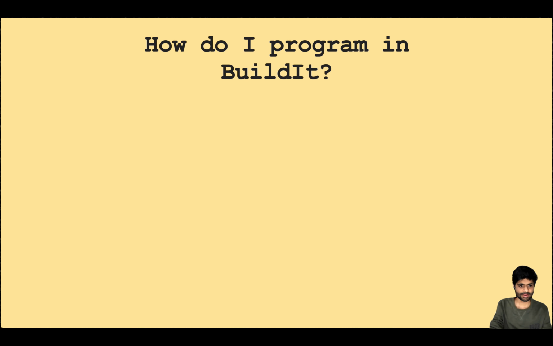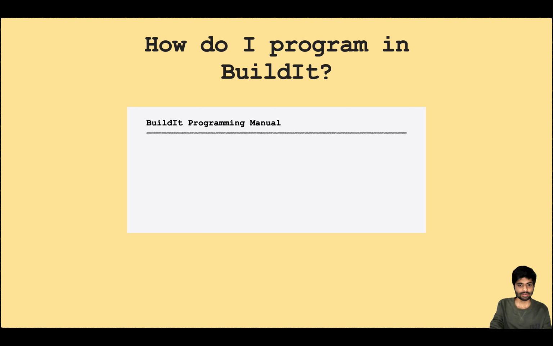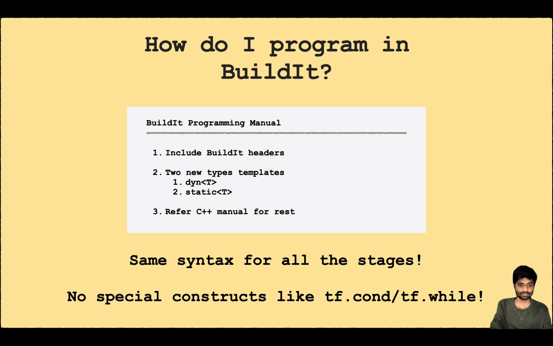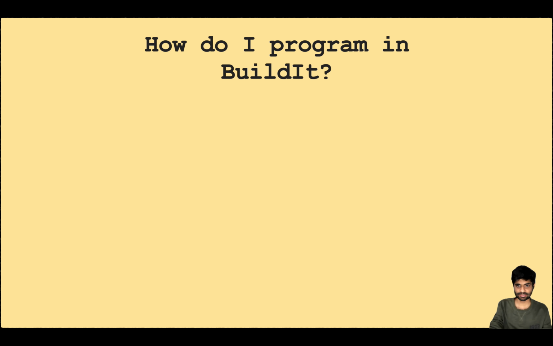Here I have an excerpt from the BuildIt programming manual, which says that we start by including the BuildIt headers. Then there are these two new templated types that we have to learn about. And the rest of the stuff is the same as plain old C++. What this means is that we use the same syntax for all the stages and don't require any specialized constructs like tf.conditional or tf.while. Let us now look at these types in detail.